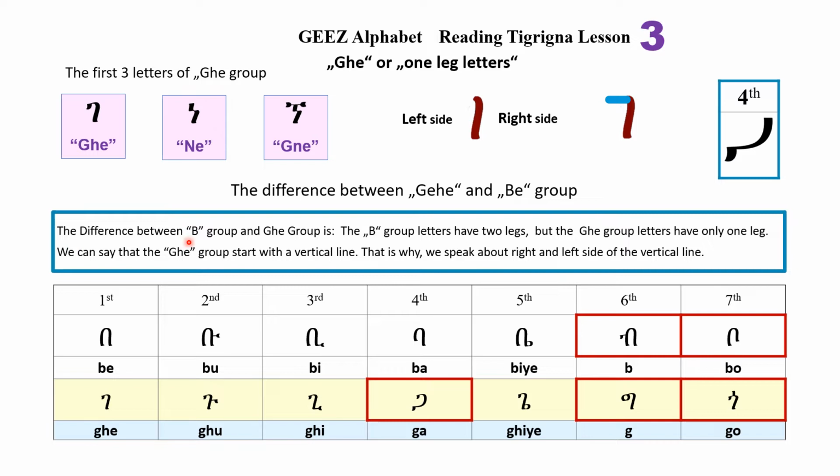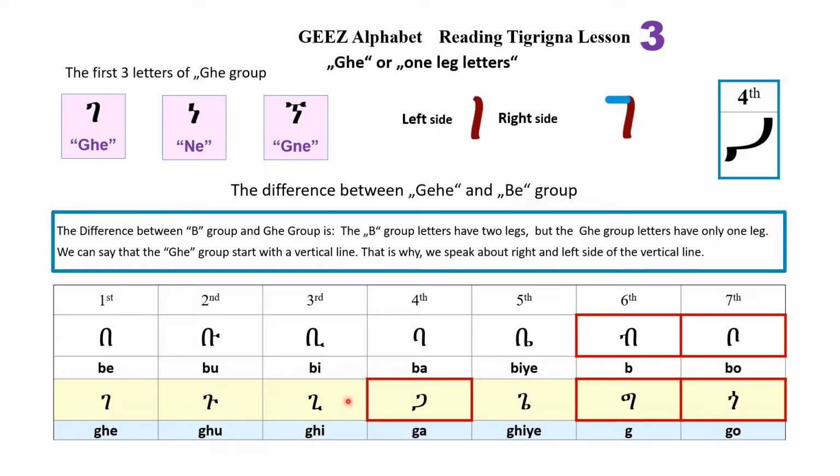The difference between the two groups is that the first group's letters have 2 legs, but the Ghe group letters have only 1 leg. We can say the Ghe group letters start with a vertical line. That's why we speak about left side and right side of this vertical line.